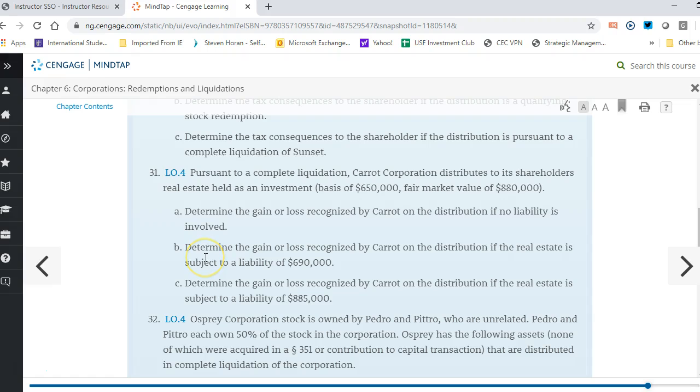So for A and B it was $230, $880 minus $650. For C it was $235, $885 minus $650. So that's the key with that one. When you have a question like that in your homework, the question to ask yourself is, is the liability greater or lower than fair market value?